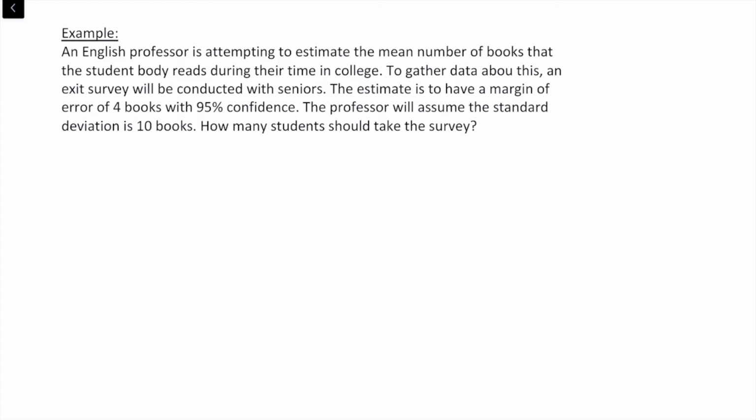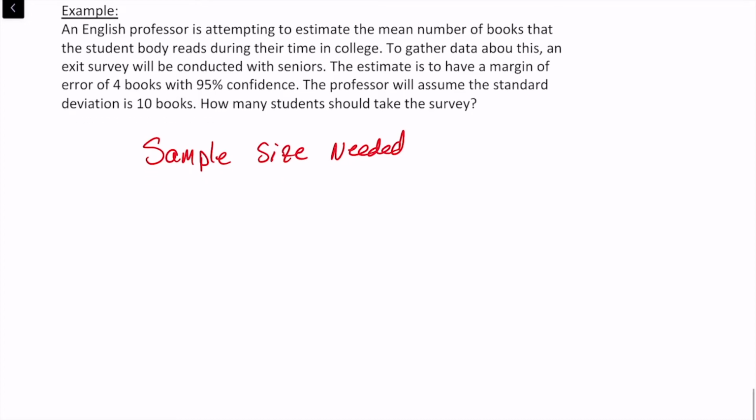So basically, this question is asking, what's the sample size needed in order to calculate this confidence interval to the specifications that the professor wants? Okay, well, if you go back earlier, we talked about the margin of error. And we said the margin of error was our critical t-score times the sample standard deviation divided by the square root of n, okay?